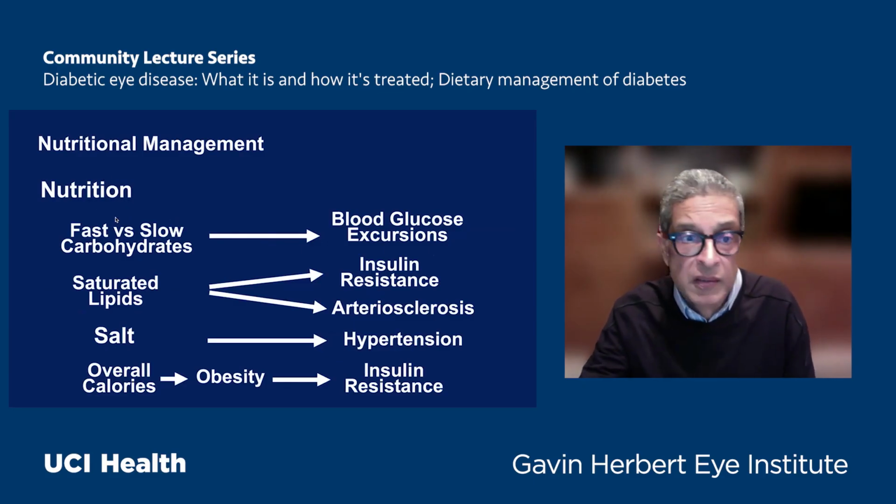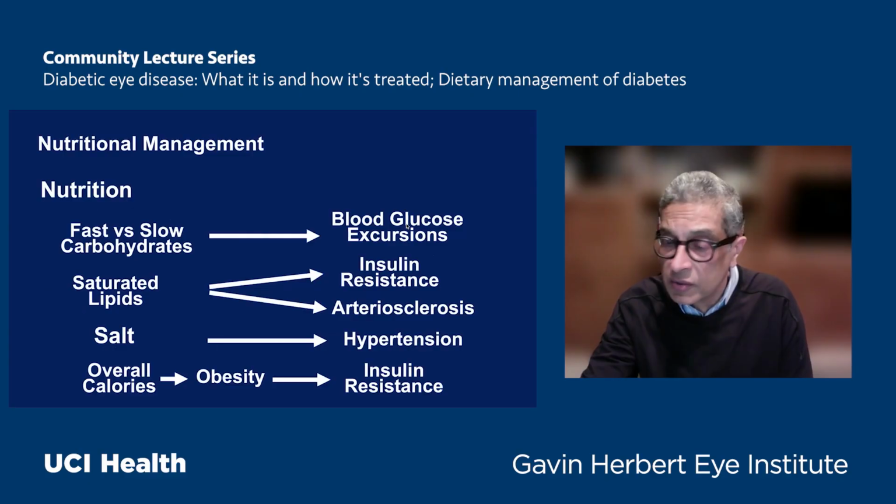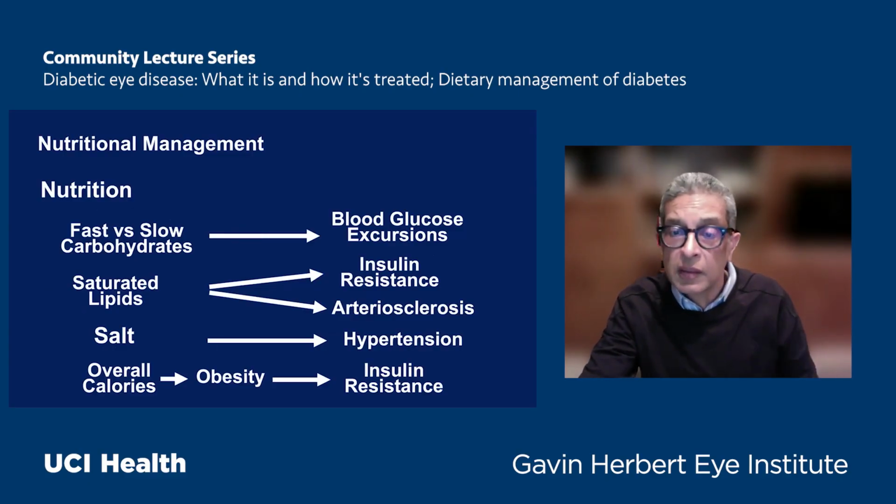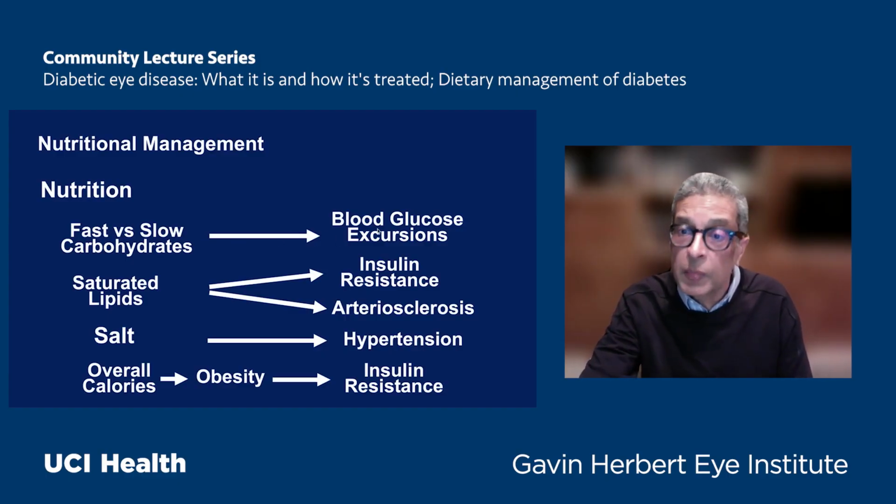Now, there are 4 concepts that we think about when we're talking about nutrition and nutritional management in diabetes or any metabolic disease. One is carbohydrates. There are fast versus slow carbohydrates, and these determine blood glucose excursions. So the high sugar peaks after a meal happen when you have fast carbohydrates in your diet. When you have slow carbohydrates, then those blood sugar spikes are not as pronounced, and that helps with the blood sugar control.